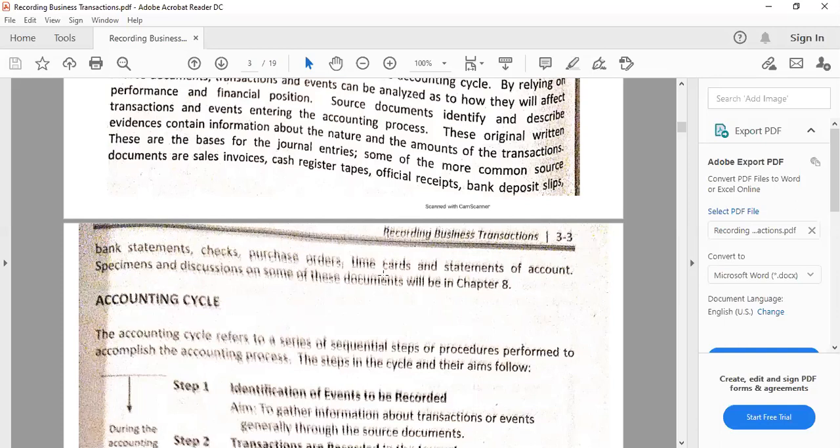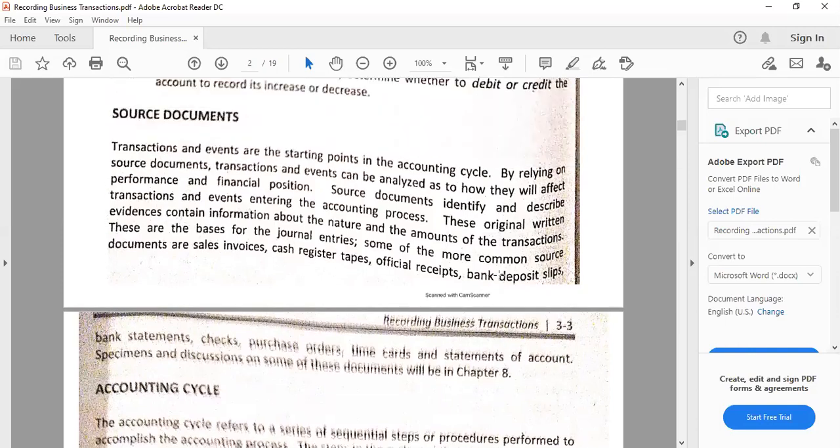Time cards for the basis of computing labor, like how many hours the employee rendered for the company. And the statements of account, for example, for our liabilities, for our utilities, and for example, if we sold products to our customers on account. So we issue statements of account. So these are just some of the source documents that we have to identify and describe transactions and events entering the accounting process.